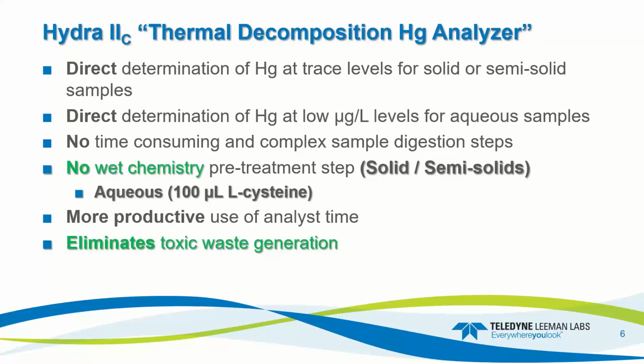Here are some of the key features of the Hydra IIC. We have determination of mercury at trace levels for solids and semi-solid samples. We also have determination of mercury at low microgram per liter levels for aqueous samples. There are no time-consuming and complex sample digestion steps, which I think is the biggest advantage of using this instrument. So there are no wet chemistry pretreatment steps for solids and semi-solids. And since there's no wet chemistry, it also eliminates toxic waste generation. That will help your lab reach your green chemistry goals. And it also frees up your analysts' time so that they can be more productive.